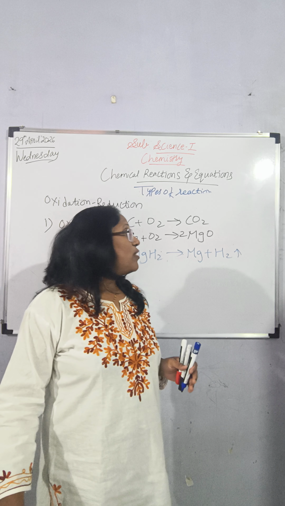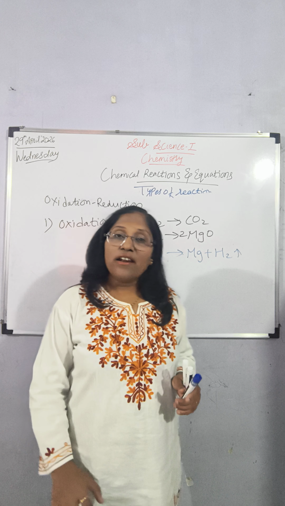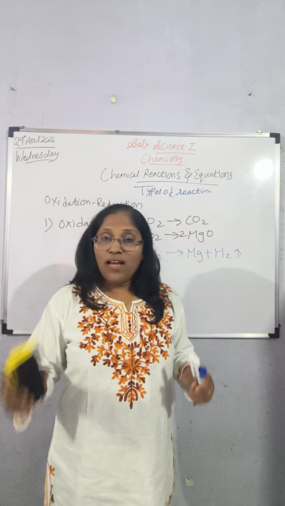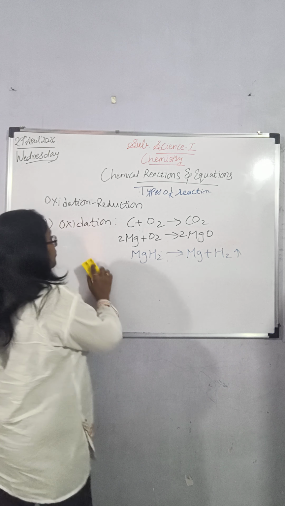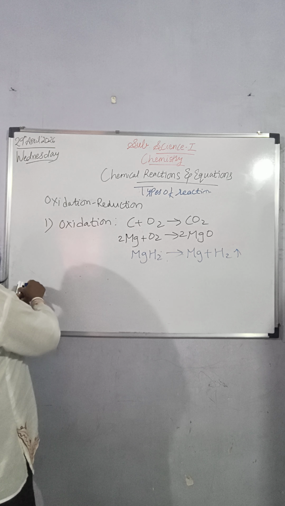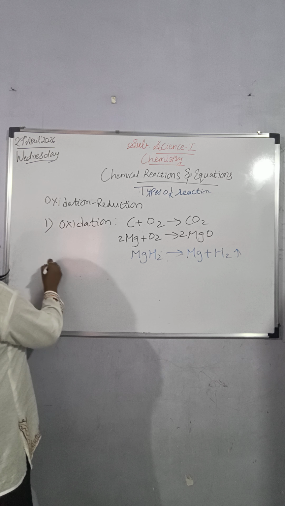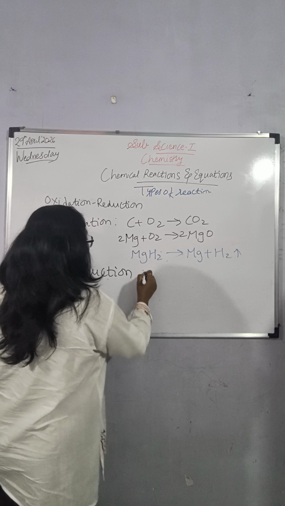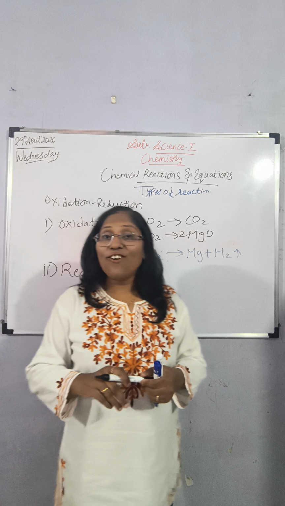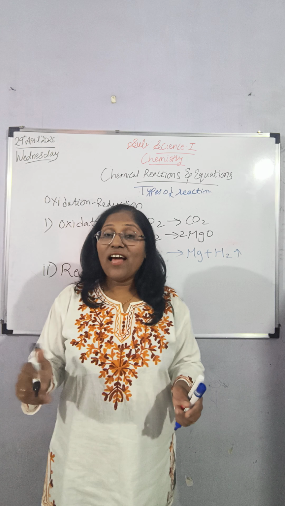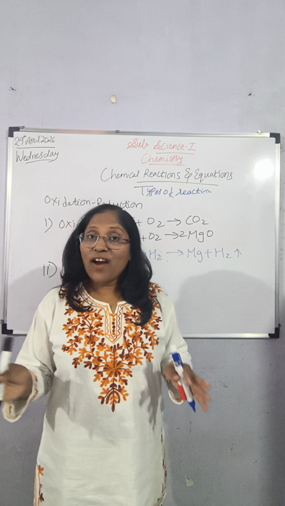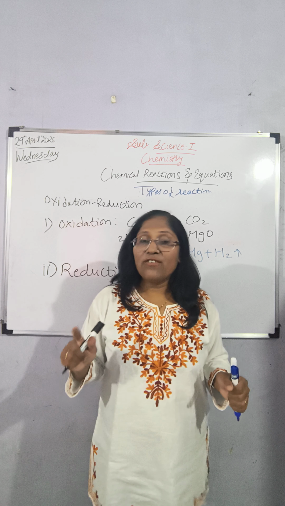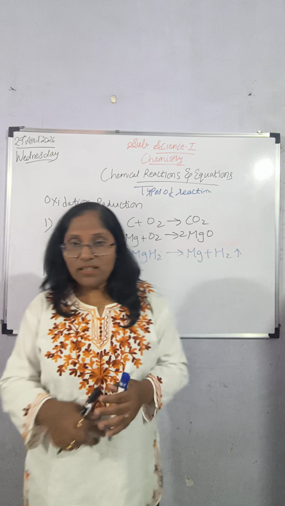Did you understand this reaction? Now we'll move towards the next type of reaction, the reduction reaction. What are the definitions of reduction? First is removal of oxygen. Second, addition of hydrogen. Addition of hydrogen takes place, removal of oxygen takes place. And third is gain of electrons. So we are going to see the example.